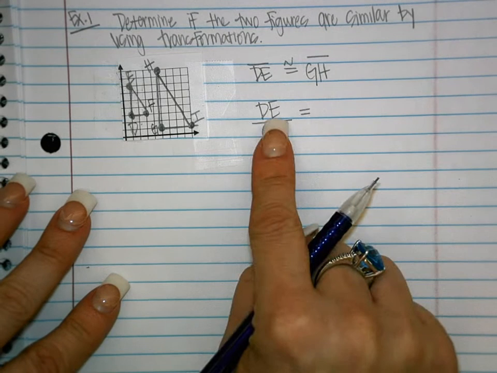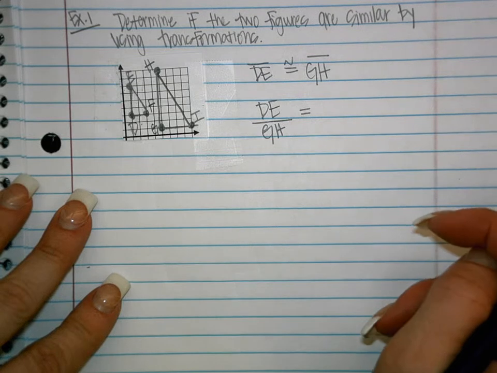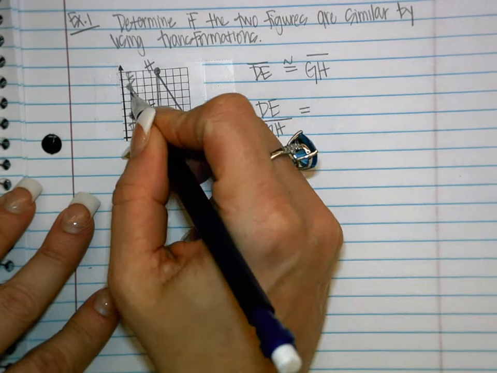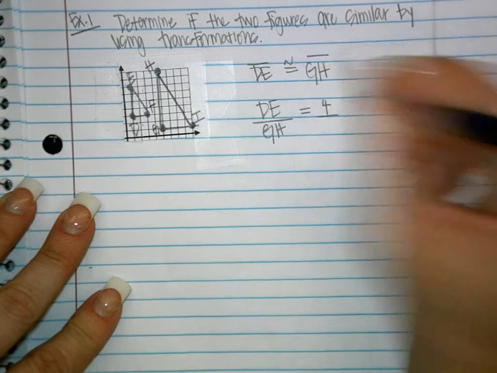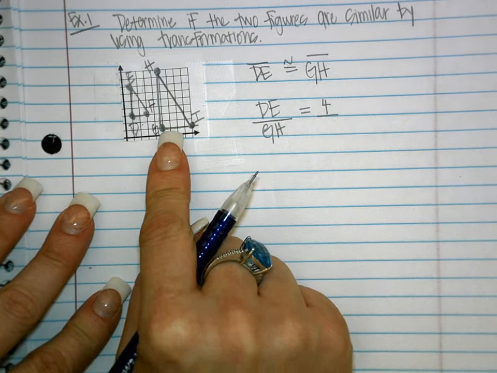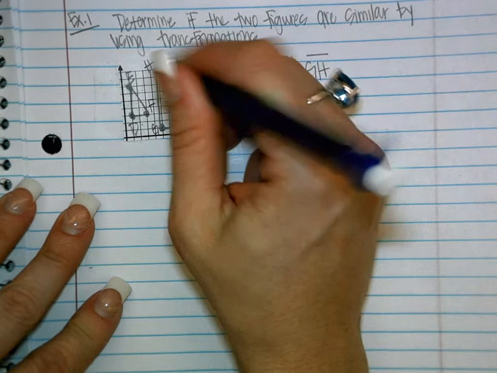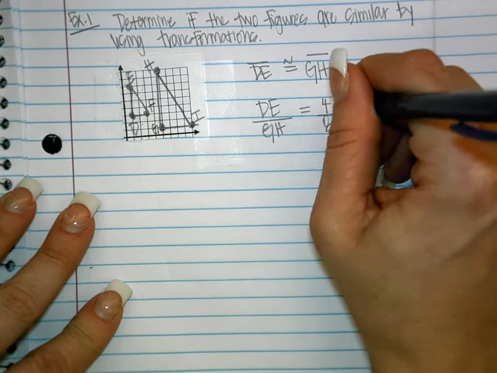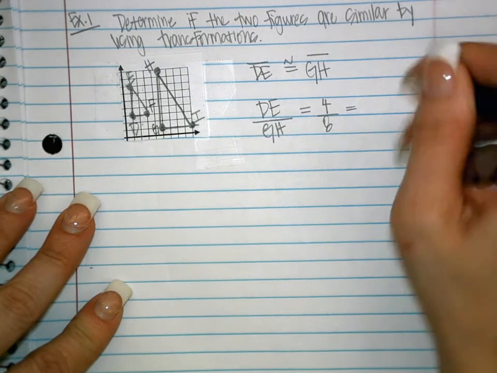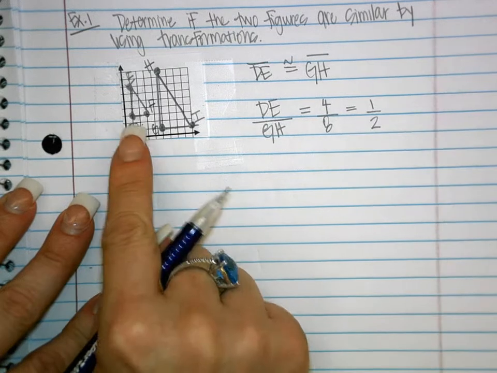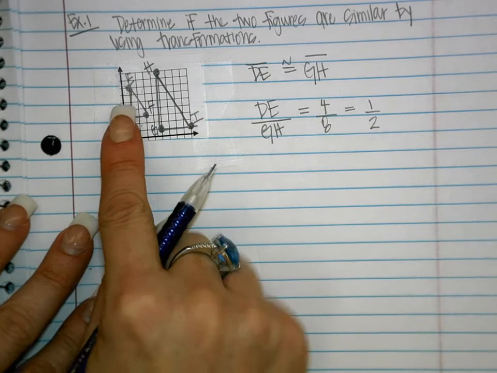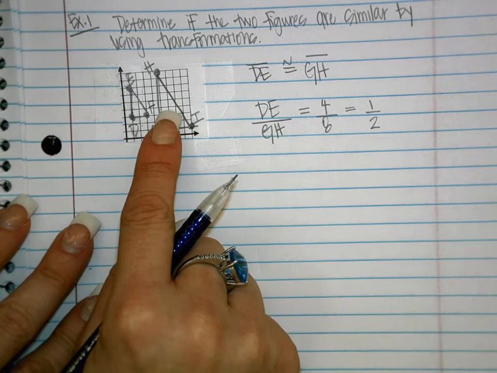How long is DE? If you count those, it should be 1, 2, 3, 4. Over GH is how long? It's supposed to be 8. Okay? If you reduce that, what does that equal to? 1 over 2. So we decided that the ratio to get from here to here, for every one of these, there's 2 on this side.